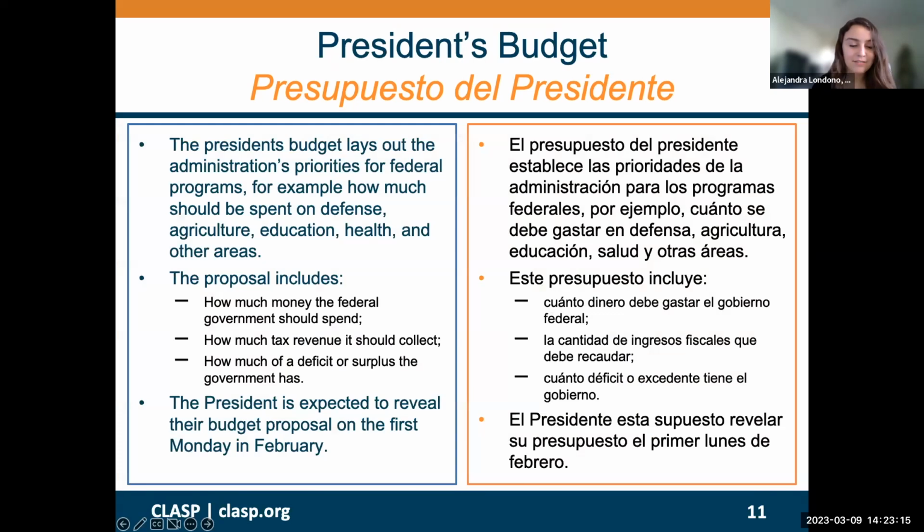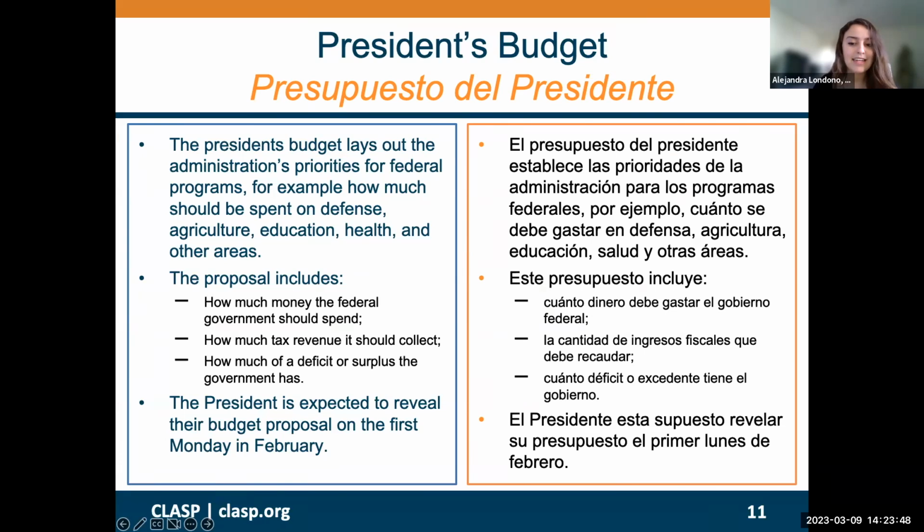Now, like we heard in the video, the president's budget lays out the administration's priorities for federal programs, for how much should be spent on defense, agriculture, education, or health and other areas. The proposal includes how much money the federal government should spend, how much tax revenue it should collect, and how much of a deficit or surplus the government has.